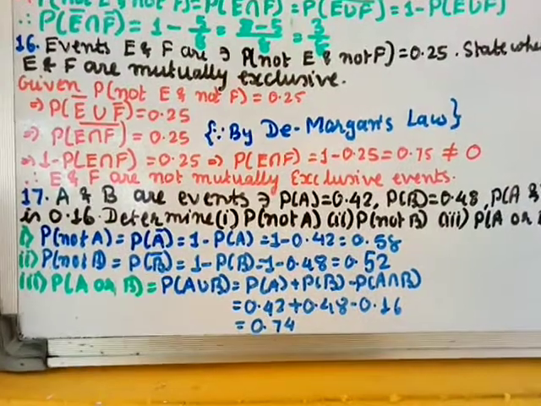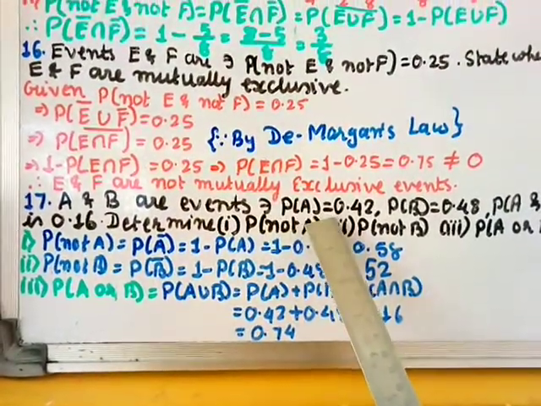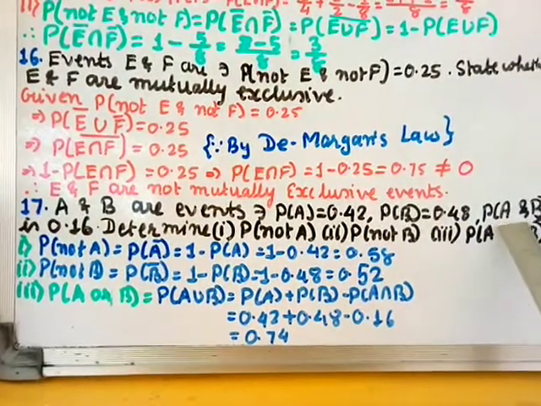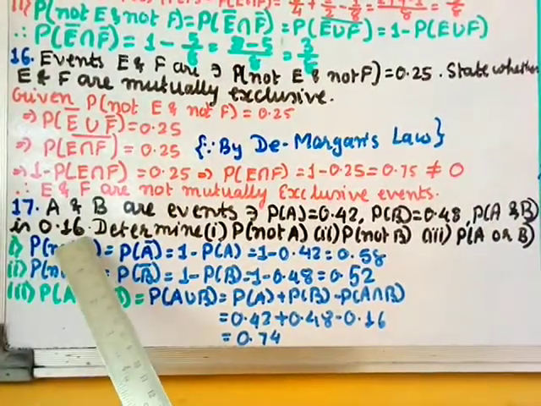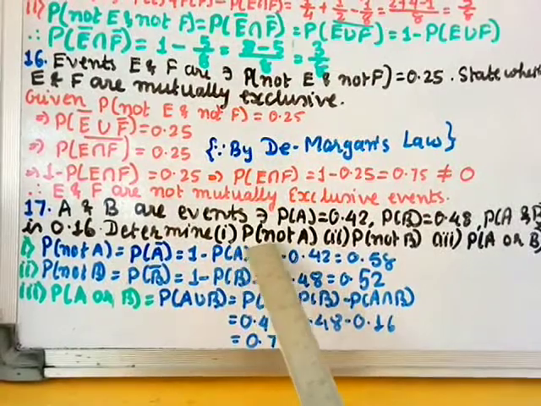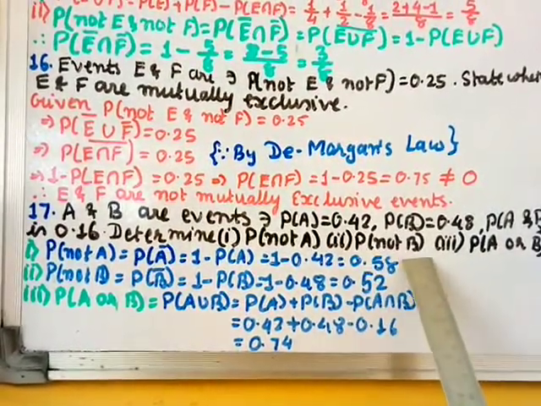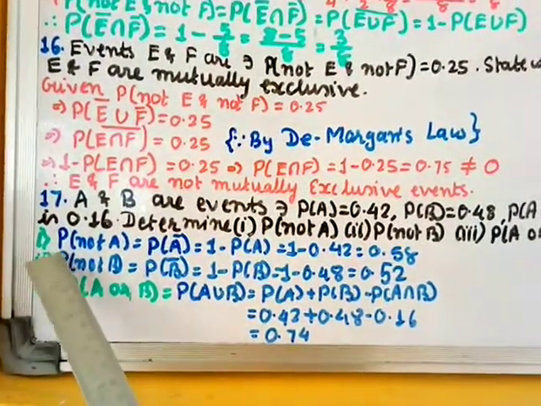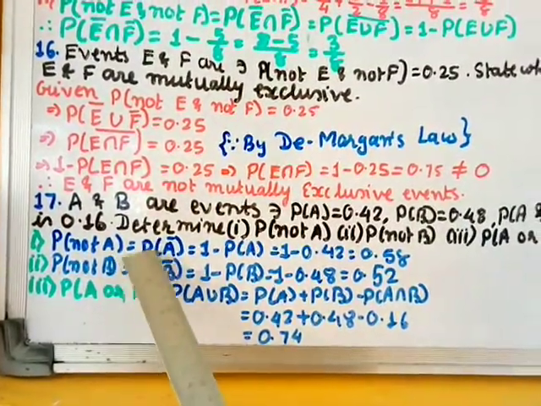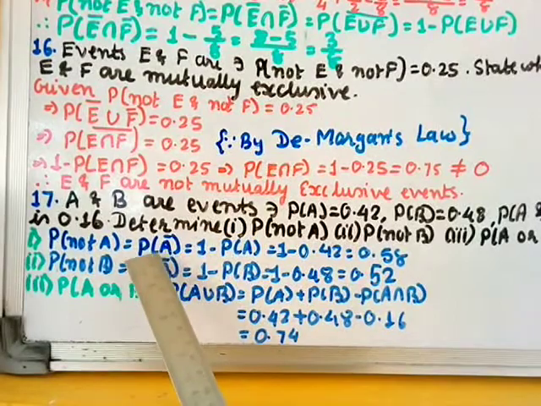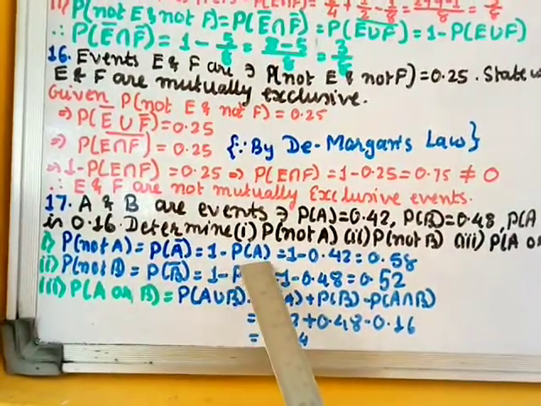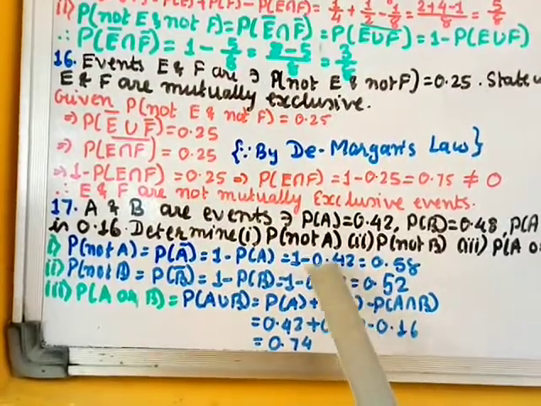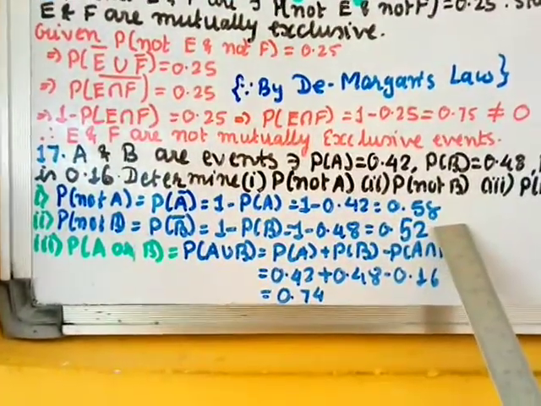Question number 17. A and B are events such that P of A is equal to 0.42, P of B is equal to 0.48, P of A and B is 0.16. Determine number 1, P not A, number 2, P not B, number 3, P of A or B. So number 1 is P not A, which we write symbolically. This can be written as 1 minus P of A. P of A is given to us as 0.42. Find the difference, you get 0.58.